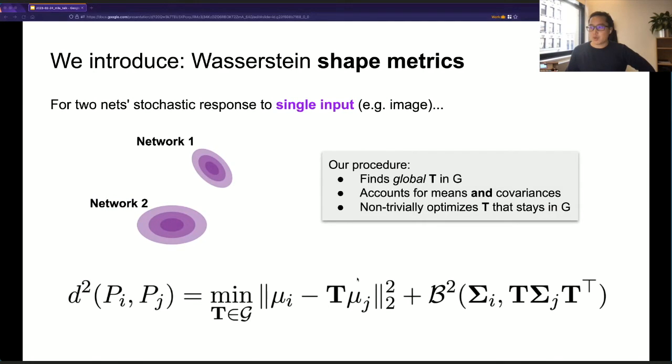So the idea is that we want to find a global, or a single, T that globally aligns one network coordinate frame into another. And we are now accounting for both means and covariances. And just as an aside, this optimization for T is highly non-trivial, and I go through details in the paper about it, or we can talk about it after if you're curious. Basically, you want T to always remain a rotation throughout optimization, and that is hard.